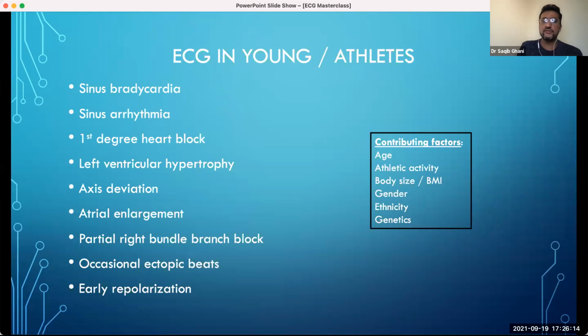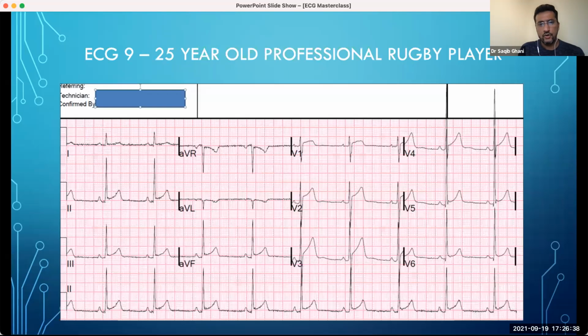The extent of ECG changes depends on age, athletic activity, body size, gender, ethnicity, and genetics. For example, an Afro-Caribbean marathon runner may have a very different ECG from a 60-year-old Asian carom board player, because the amount of physical activity is very different. So on that note, I'm just showing you an ECG of a 20-year-old professional rugby player.